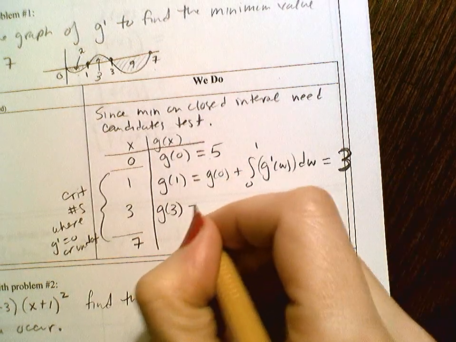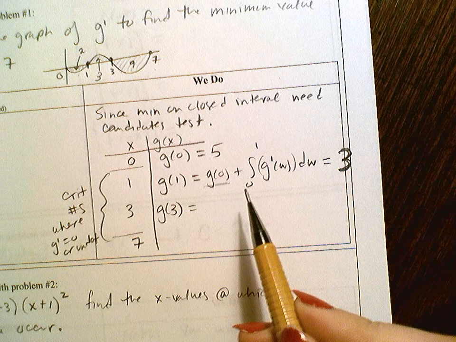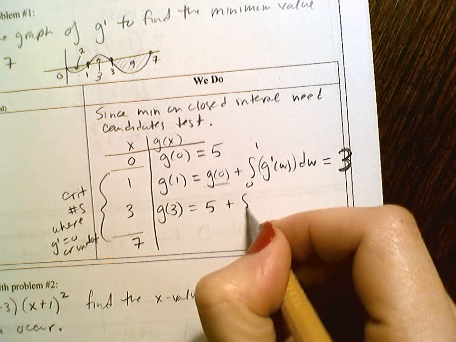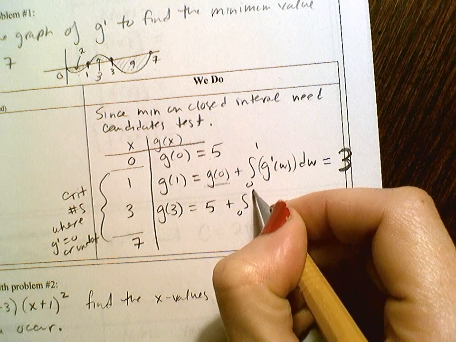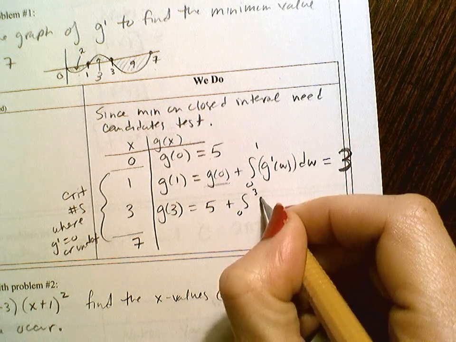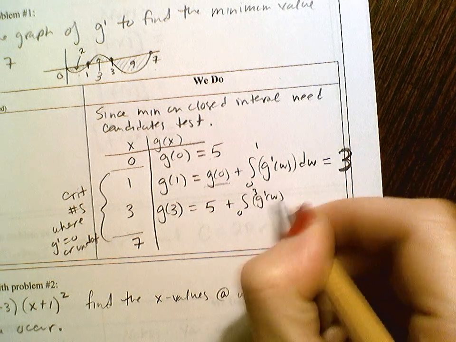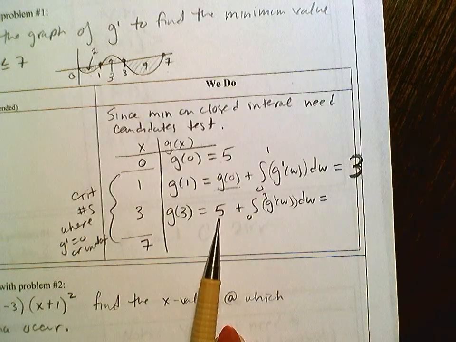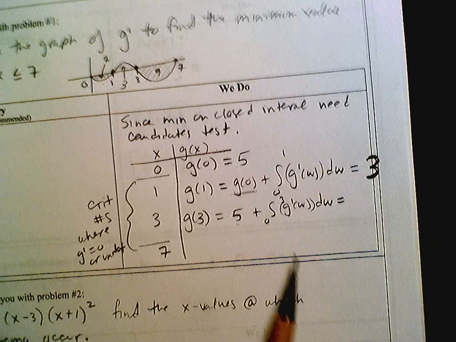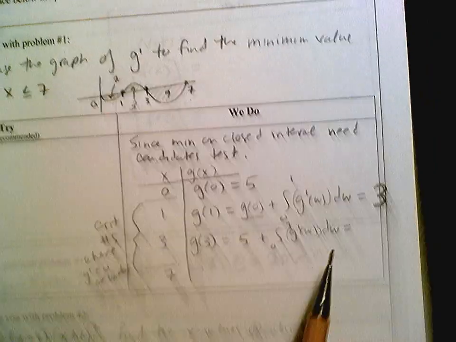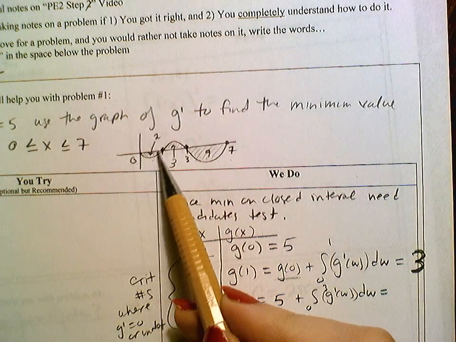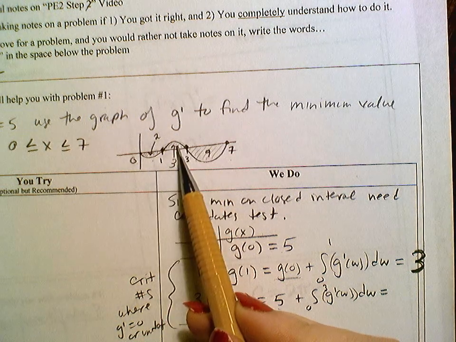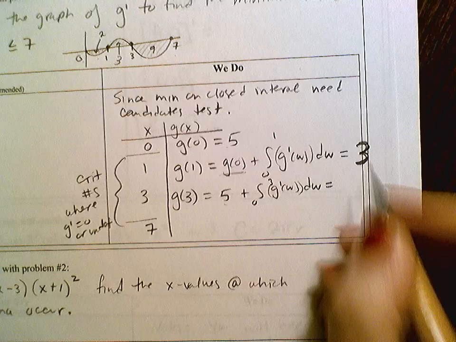So g of 3 is again the same, going to be g of 0, which I'll just put in a 5, plus the integral from 0 to 3 this time, g prime of w dw. And this is going to be 5. And now this integral here is this area and that area together. So it's going to be negative 2 and then plus 3. So that'll be a plus 1.